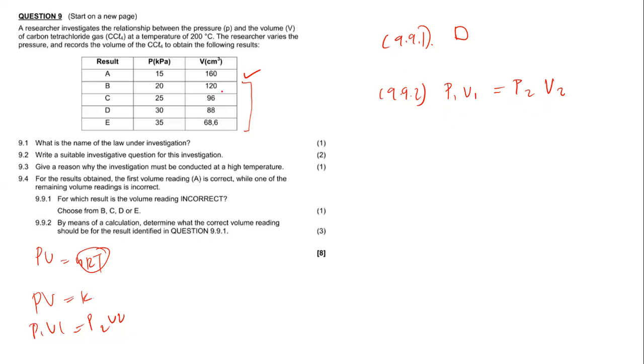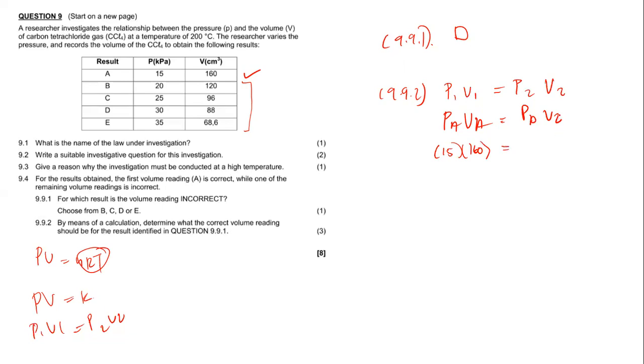Because I'm using the correct one, I can just say PA VA equals, because I want to correct D, PD VD. So what is the pressure of A? Again, guys, be very extremely cautious and careful here. Because we want it in cubic decimeters, we can just substitute it as it is. The pressure of A is 15 kilopascals, so we write it as it is, and the volume of A is 160 cubic centimeters.